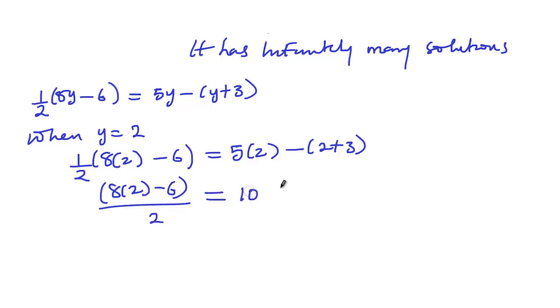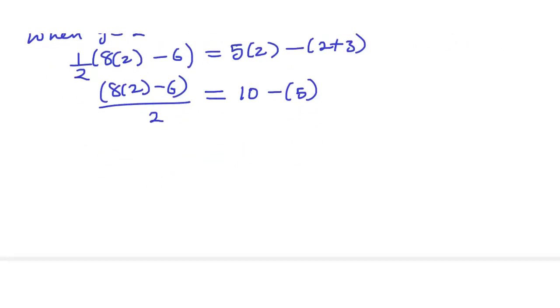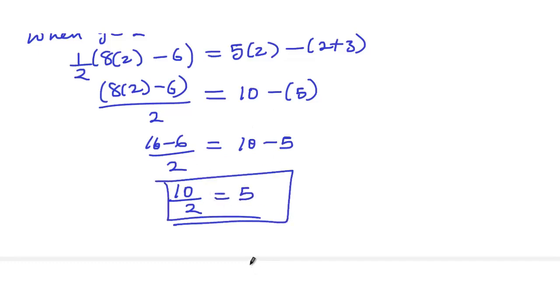equal to 5 times 2, that is 10, minus 5. So at the end of it we have 8 times 2, 16. 16 minus 6 over 2 on the left, and 10 minus 5 on the right. 16 minus 6 is 10 over 2, which is 5. And 10 minus 5 is 5. So you can see that the left-hand side is equal to the right-hand side.